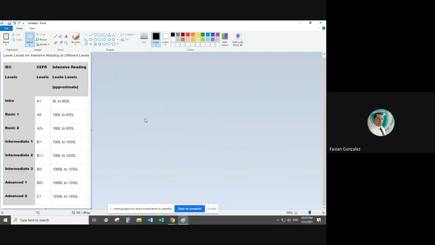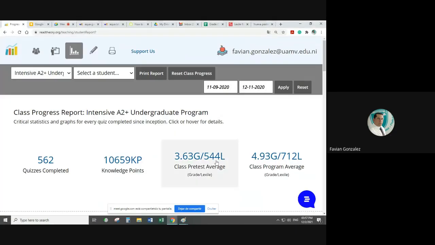I think it was okay. I wasn't worried about the 500 points that they had because I was sure that in this level 3 they were going to improve. And as you can see, at the current stage, by the time they finished level 3, they had improved to 712 Lexile points.